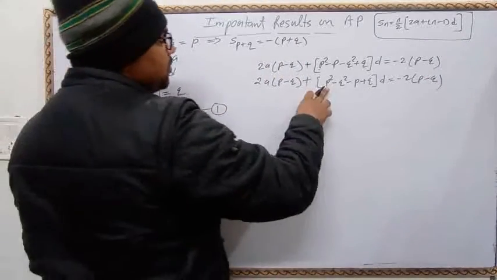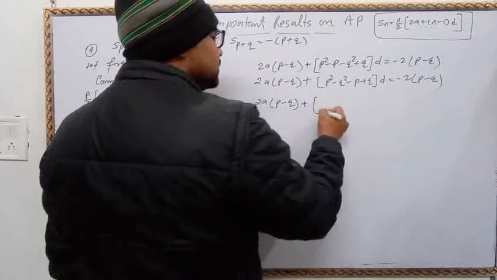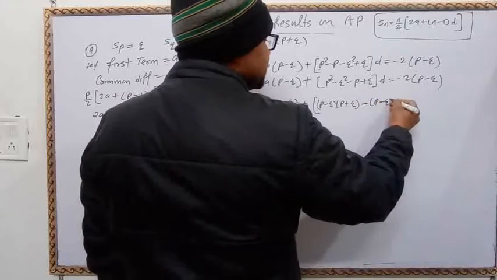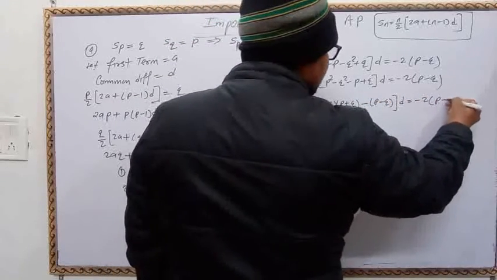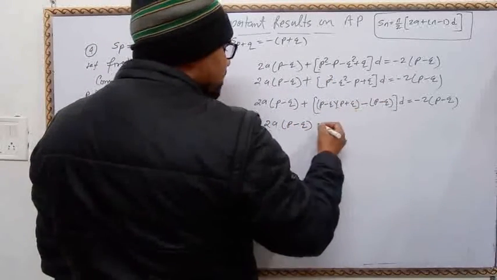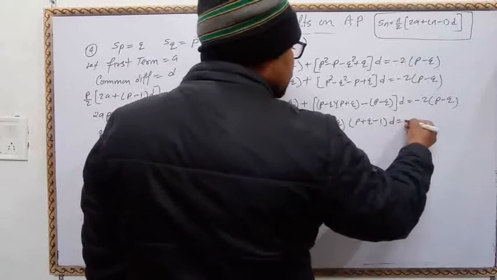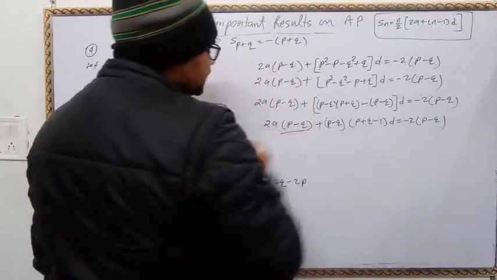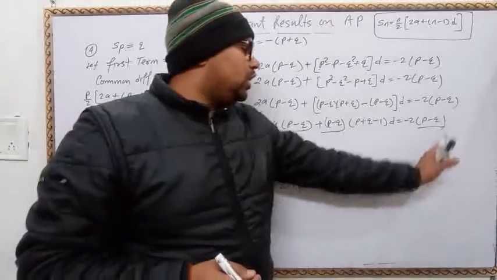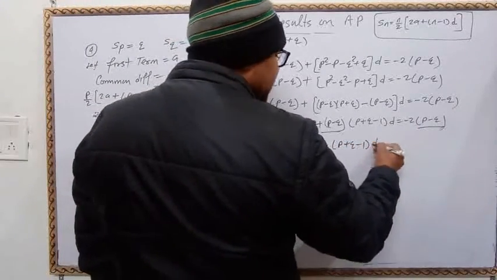Here we will apply the formula a² − b². So 2a(p−q) + (p−q)(p+q)d − (p−q)d = −2(p−q). Now 2a(p−q), what is common? (p−q) is common, so we will get (p+q−1)d = −2(p−q). Here is p−q, here is p−q. So we will divide by p−q in whole equation. So what we will get? 2a + (p+q−1)d = −2.